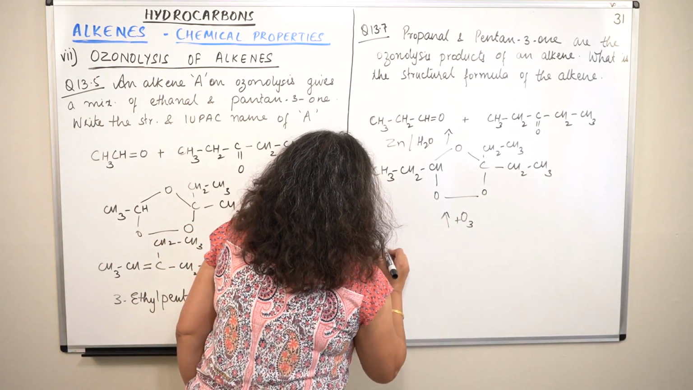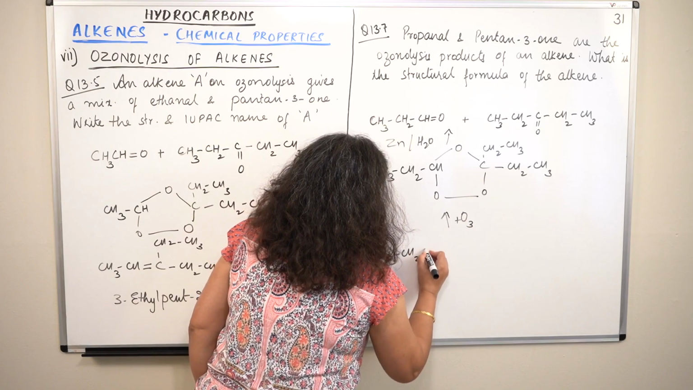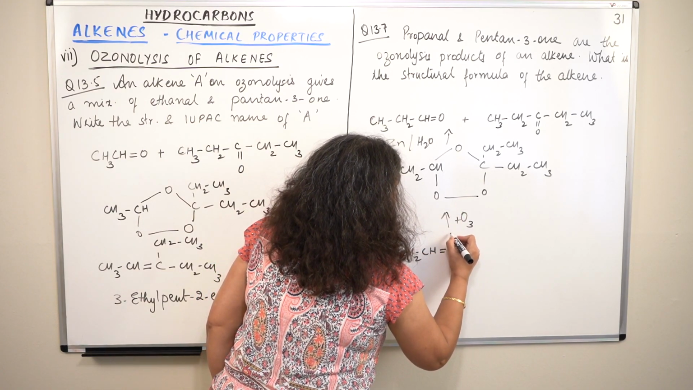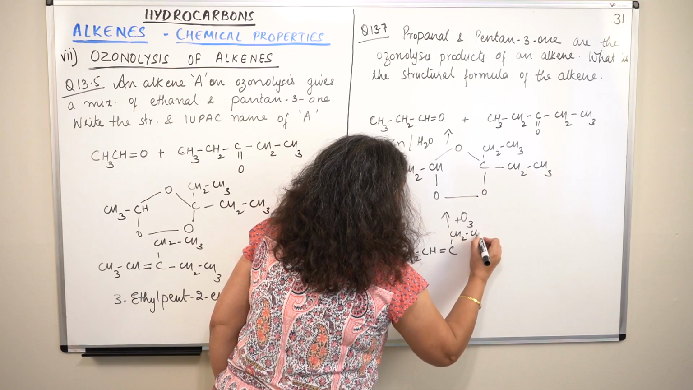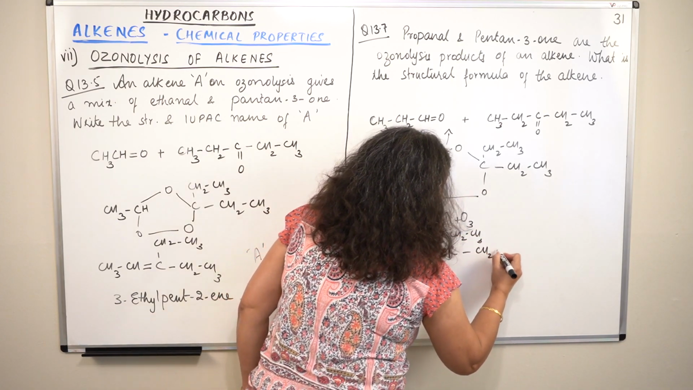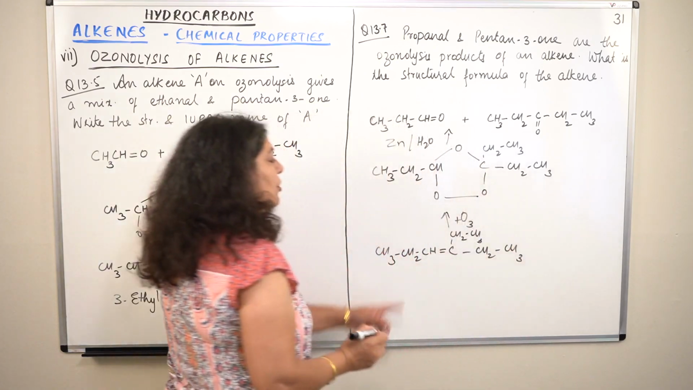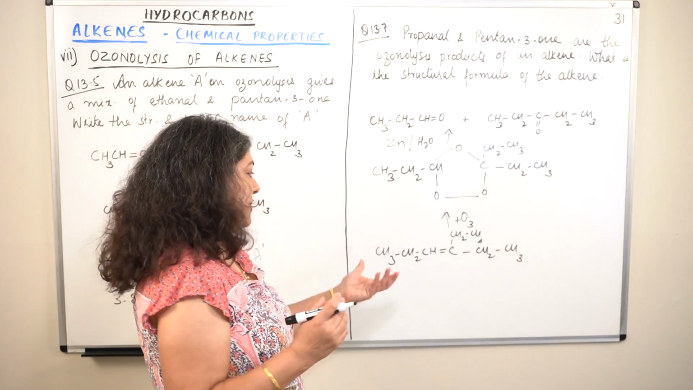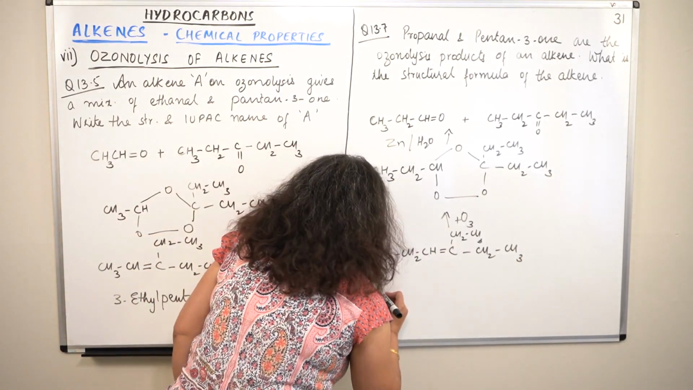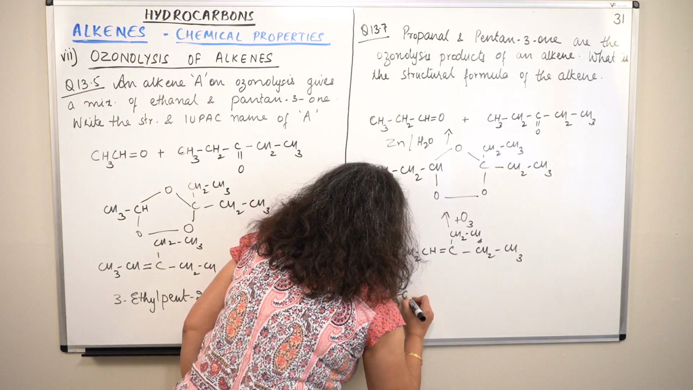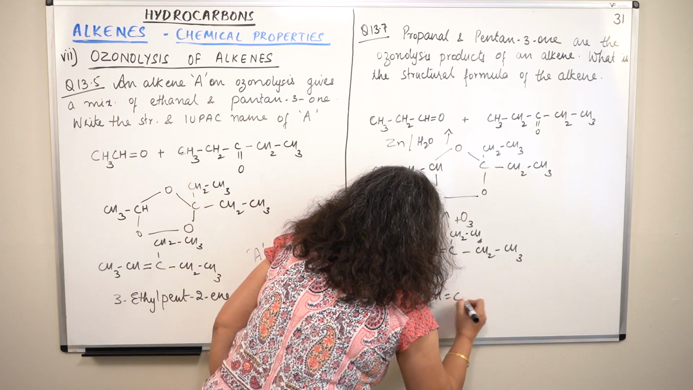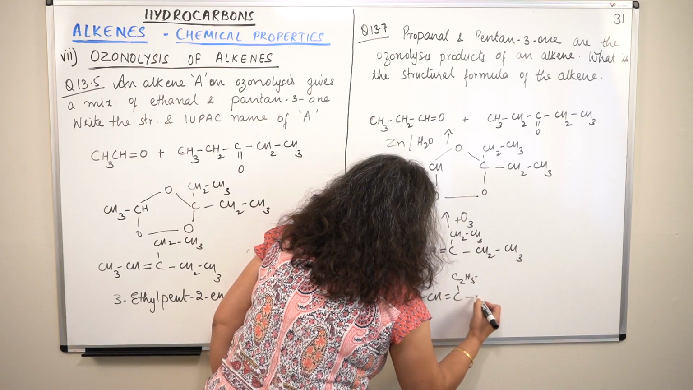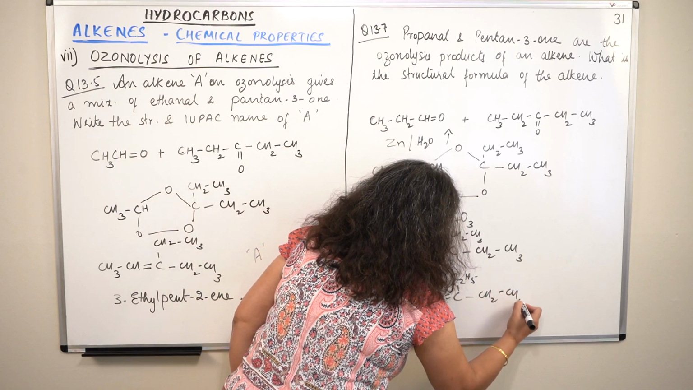So I'll write CH3, CH2, CH, double bond, C, CH2, CH3, CH2 and CH3. You know, normally when we put an ethyl group as a substituent, we can write it as CH3, CH2. The ethyl group can be written as C2H5 also. CH2 and CH3.